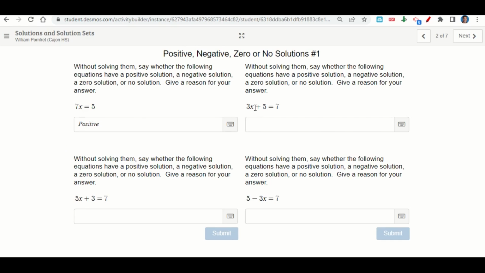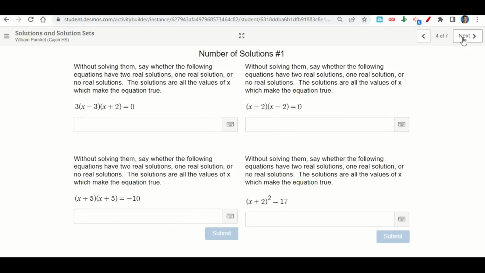Now this one here, 3x plus 5 is equal to 7. Well, we know when we subtract 5, we get a positive number because 7 minus 5 is a positive value. Then we're going to divide by 3. Well, we know a positive divided by a positive is still positive, so this one is positive. And you'll do that for each of these. Decide whether it's positive, negative, 0, or no solution. And you'll continue that through this slide as well.